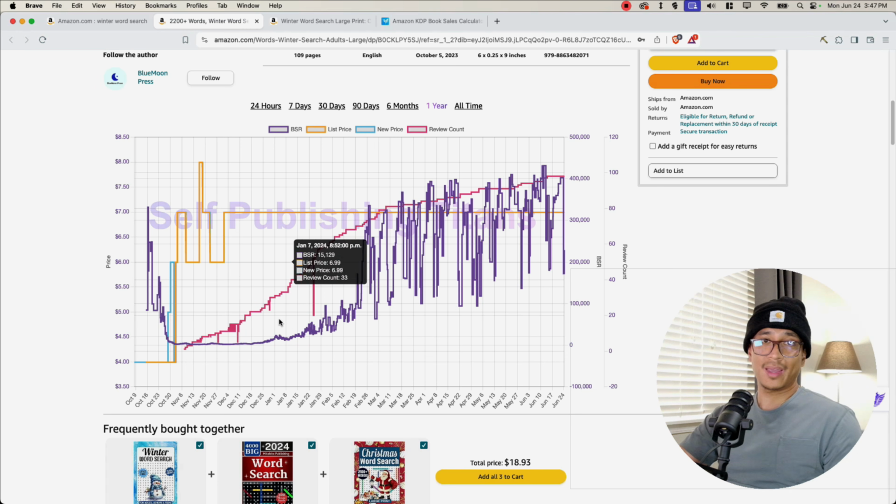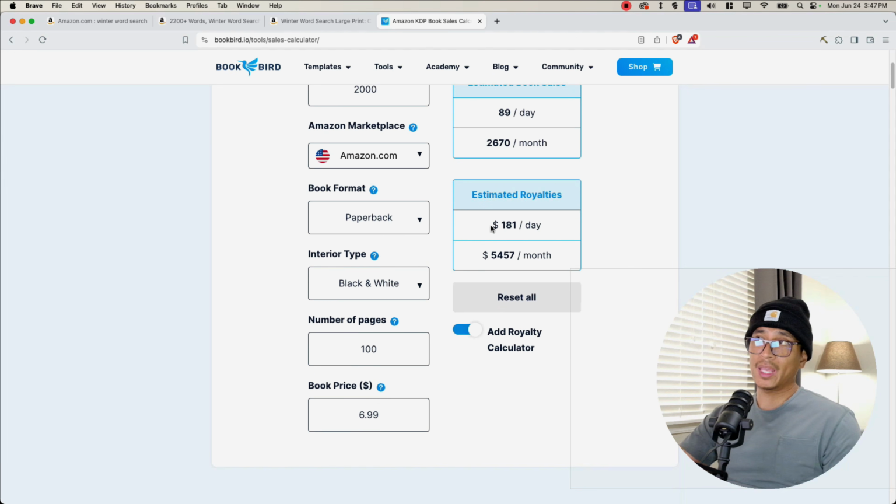So this book had about a 3-month span where it was selling very, very well. And if we just take the average BSR in this 3-month span, which looks to be about 2,000, we're going to see that this book is making about $181 per day, or about $5,400 per month, every single month for those 3 months. So theoretically, this book could have been making this publisher about $15,000 just in Q4 alone.